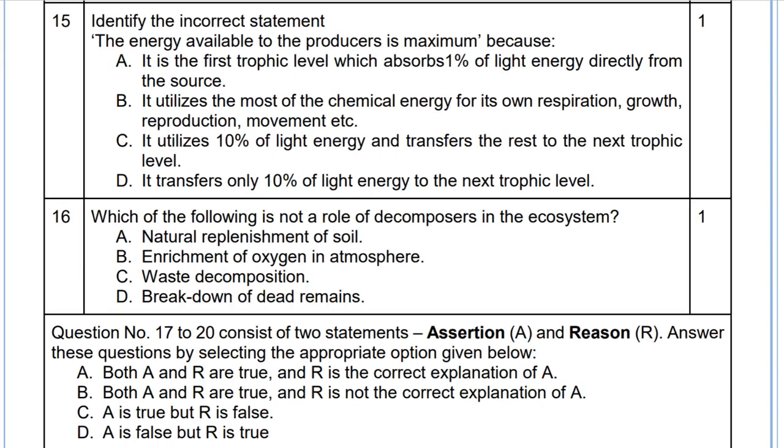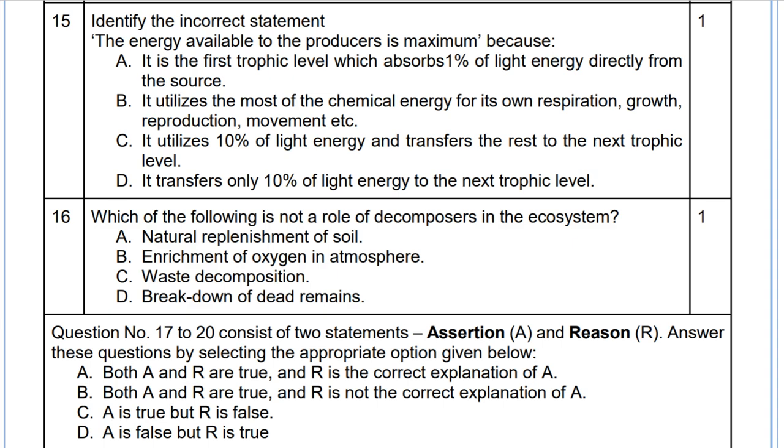Question 15. Identify the incorrect statement. The energy available to the producers is maximum because A. It is the first trophic level which absorbs 1% of light energy directly from the source. B. It utilizes most of the chemical energy for its own respiration, growth, reproduction, movement, etc.